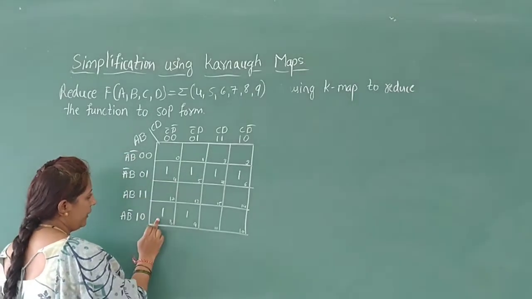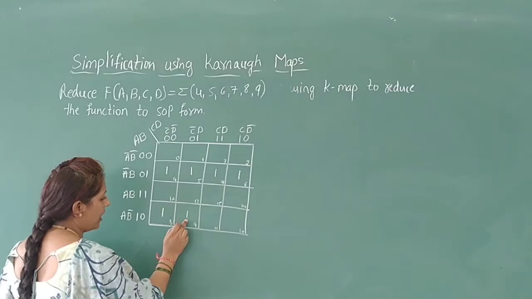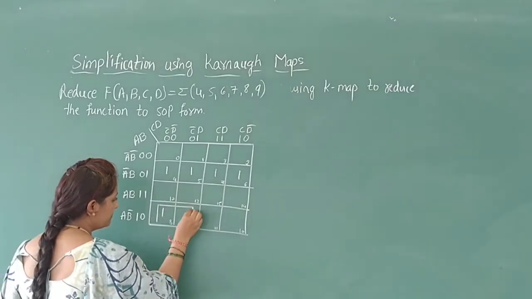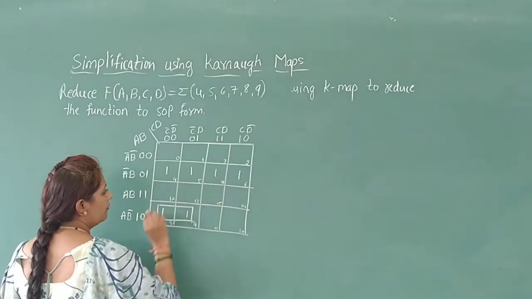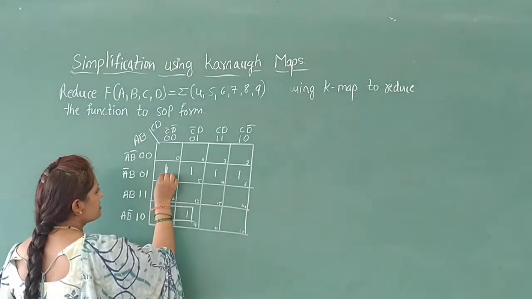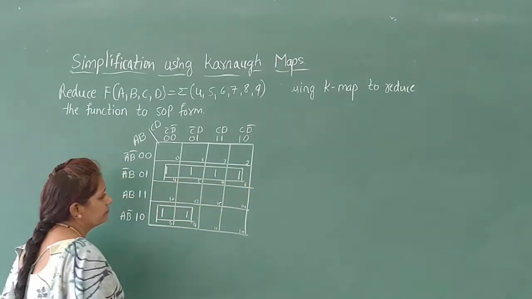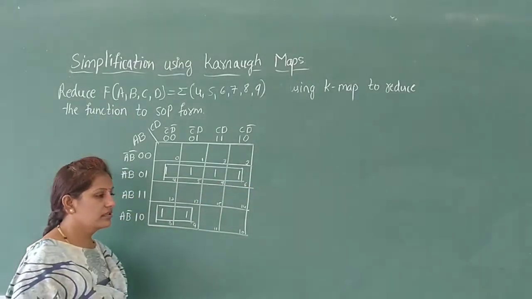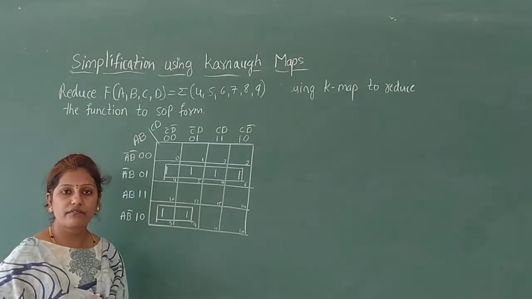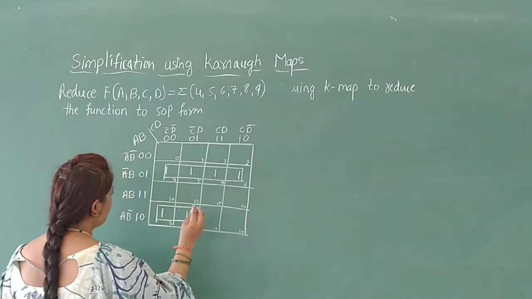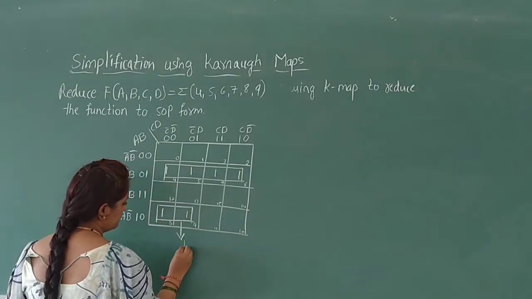Here, one pair and one quad are created because two values are formed continuously, so they form a pair, and here four values are formed continuously and made into a quad. Then write down its related minterm values. Consider the first pair.